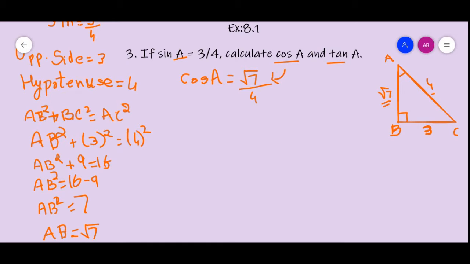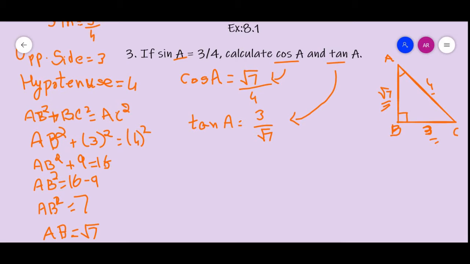So we have got the value of cos A. And then we have to find the value of tan A now. So let's write the value of tan A. If you remember, for tan A, the code is TOA, which is tan theta is equal to opposite side by adjacent side. So what is the opposite side for A? It is 3. And what is the adjacent side? You shouldn't take the hypotenuse, so it's going to be root 7. So it's going to be 3 by root 7. So that is it. They asked for the cos A value and the tan A value, and we have got both.